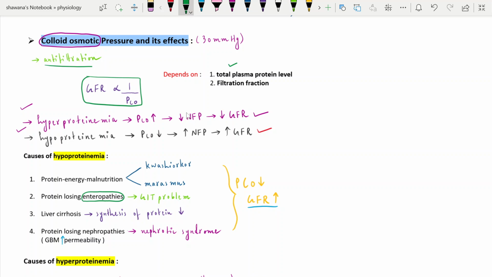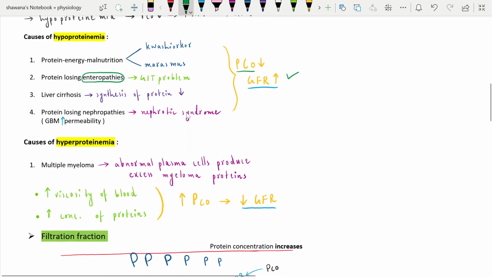Fourth is the protein losing nephropathies. In case of nephrotic syndrome, the permeability of the glomerular basement membrane increases and the proteins present in the blood are filtered because of the increased permeability, and it leads to the loss of proteins in the urine. So all these conditions lead to a decrease in plasma oncotic pressure, and it leads to an increase in the GFR because it was an anti-filtration pressure.